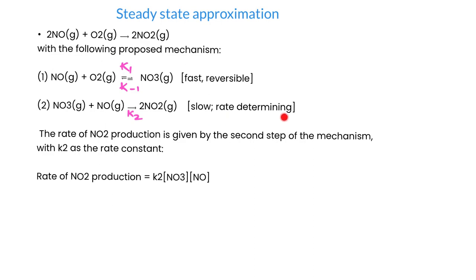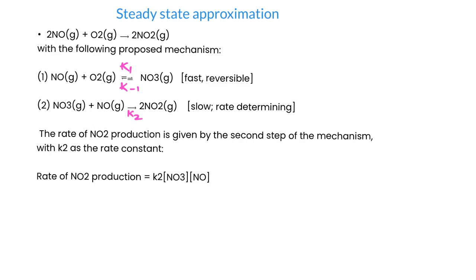Slow reaction, rate determining step. The rate determining step is generally the slow step. So in this reaction, the formation of NO2 is given by the second step. The rate law is always given based on the slow step. So this is the slow step, and this is the formed NO2. It is given by: rate of NO2 production is equal to K2 times NO3 concentration times NO concentration.